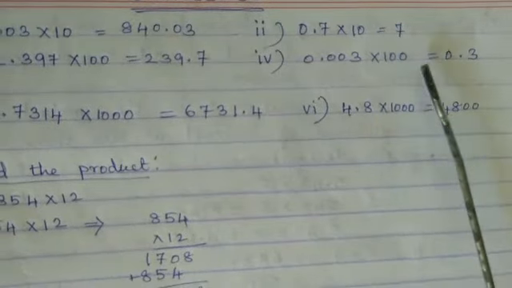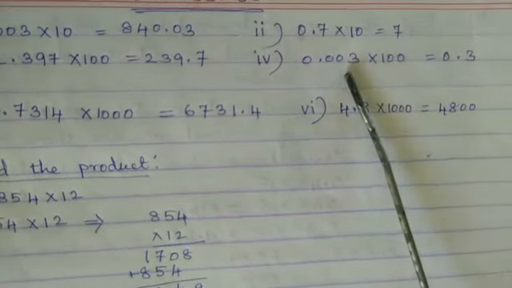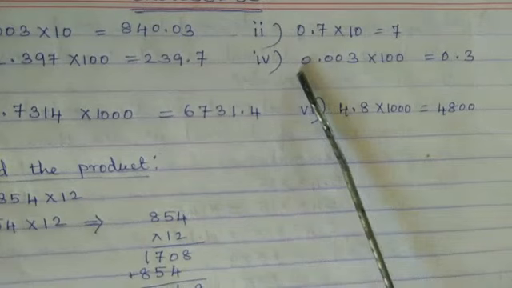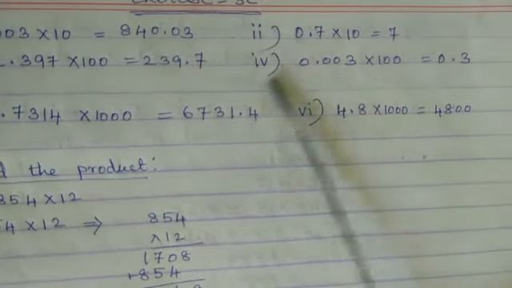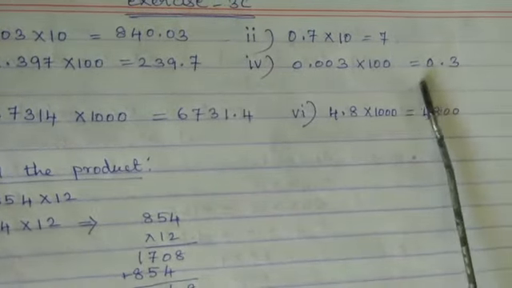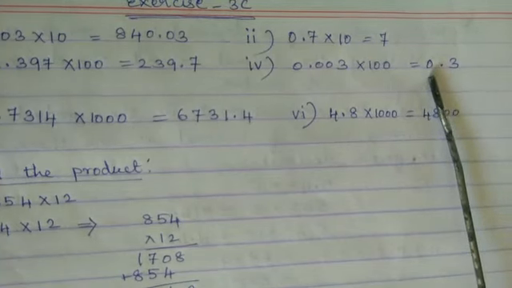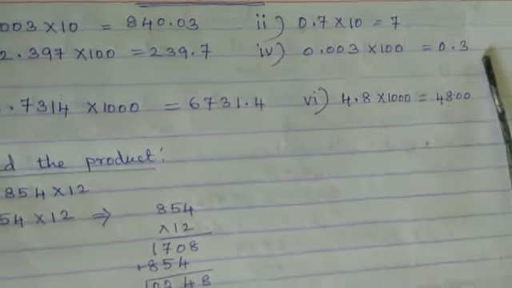Number 4, 0.003 multiplied by 100. So 2 decimal places move to the whole number. That is, 3 zeros will go there. So that is, there is no meaning. So we will write only 1 zero here, 0.3.